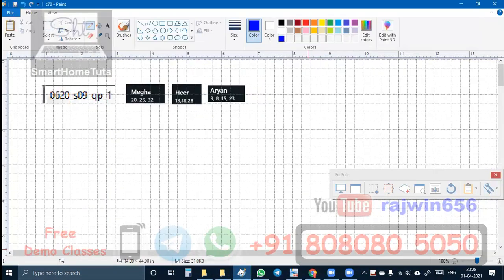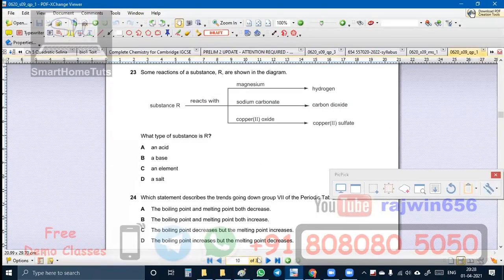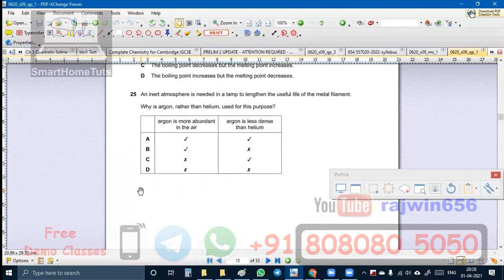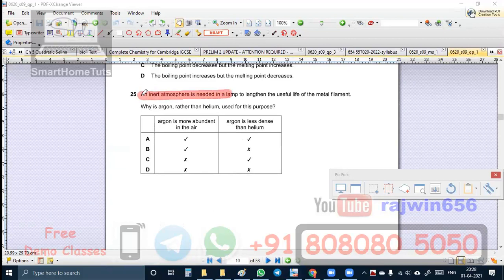The next question is 25. An inert atmosphere is needed in a lamp to lengthen the useful life of the metal filament. Okay. So obviously argon is used for this purpose. Why argon rather than helium? Argon is more abundant in air. Argon is less dense. This is wrong. This is not possible.